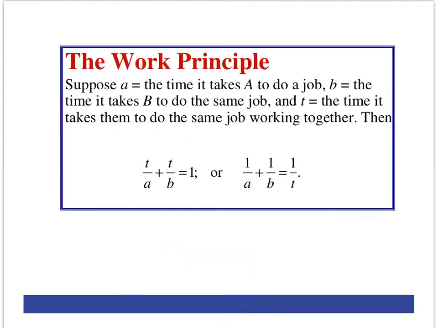Extra slide we don't need. Alright, the work principle. This is where we're doing work, and it's how much it takes to do a job. That's basically what we did. If we put T over the amount plus T over the amount of the other person, that equals one whole. So if we work on that, we can come up with how much it takes to do a job together.